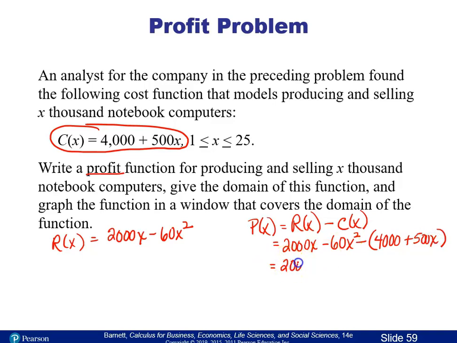Okay, so we'll simplify this. I do want you to simplify when it's reasonable. I mean, sometimes they're just not reasonable. Okay, so if we combine like terms, we have a negative 60x squared. We would have 2000 minus 500 would be 1500x, and then minus 4,000.